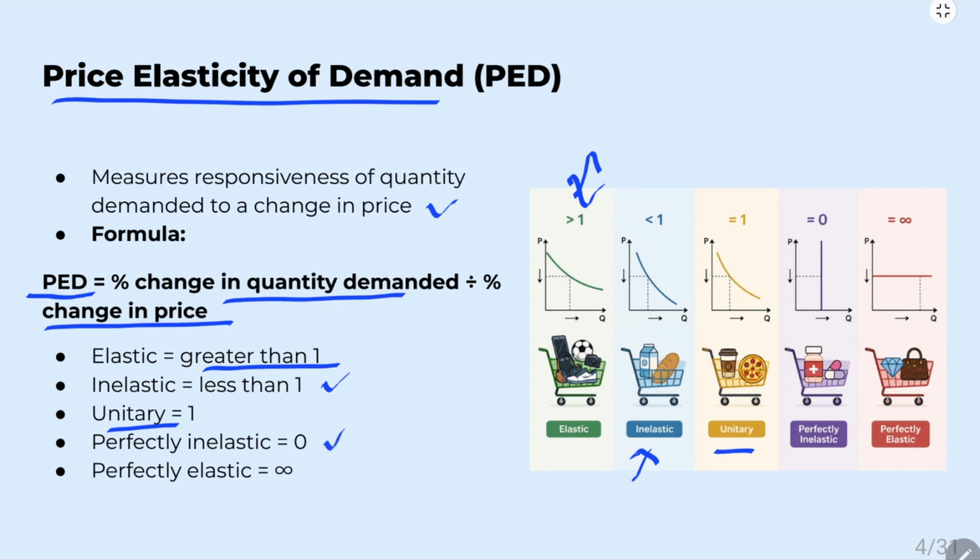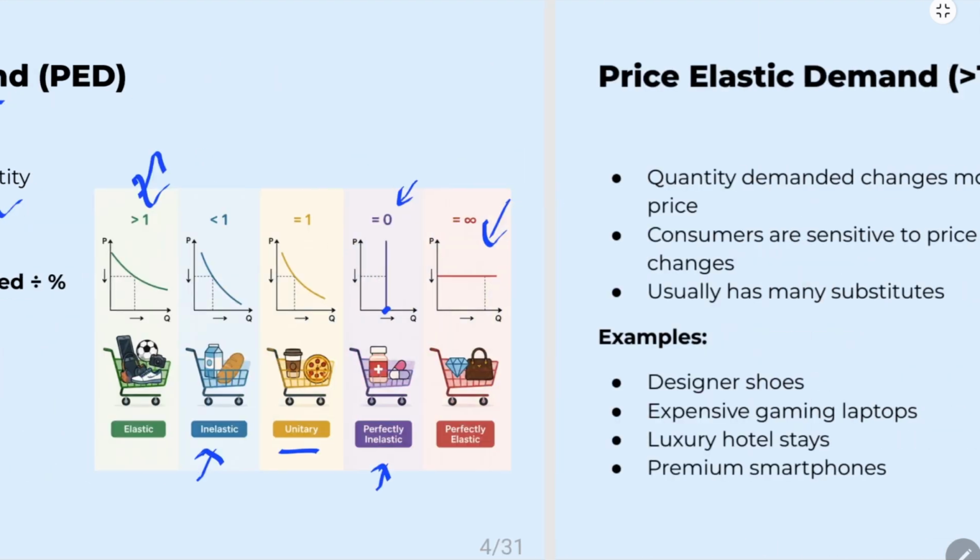Perfectly inelastic demand has a price elasticity of demand of 0 because quantity demanded doesn't change at all when price changes. Perfectly elastic demand has a price elasticity of demand equal to infinity because even a very small price change causes demand to change completely.